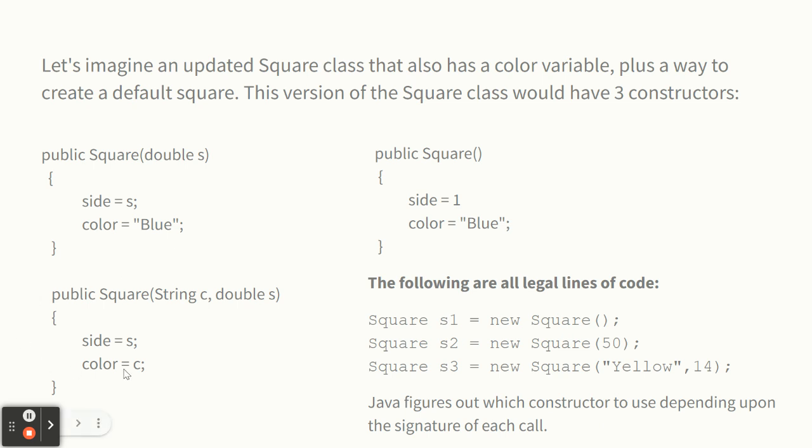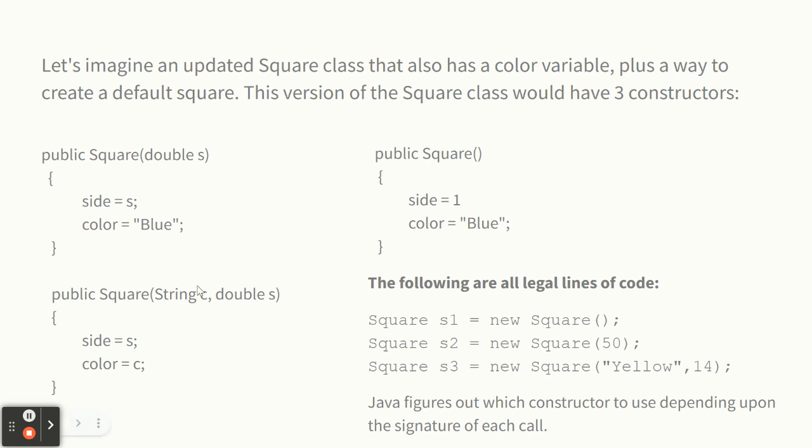But here's another constructor for the Square class. See, it has String c and double s, and has a different signature. It's not just double s. And Java knows, if you send over a piece of text followed by a number, it goes to that one. And just to show you it can be done, I made one that doesn't take anything, and that makes a one-sided square that's blue. So in this case, if you called Square without putting anything in the parentheses, it would call that one, and you'd have a one-sided blue square.